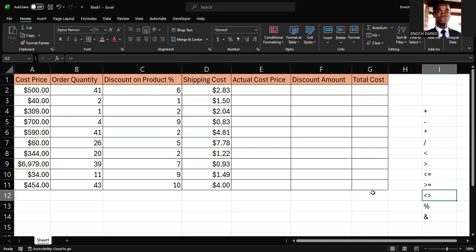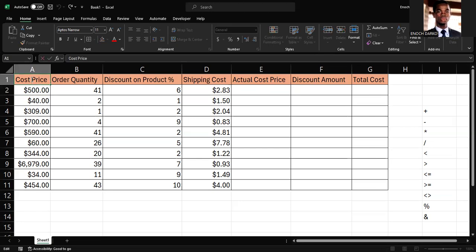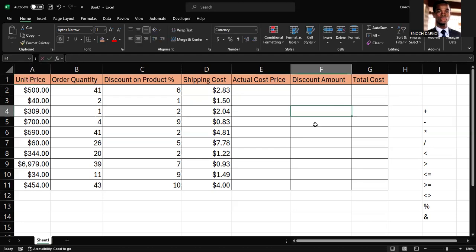Similar to what you would do when you are working with a sheet, here we are supposed to calculate the actual cost price, because we have the cost price of the item, the unit price. The cost price means the unit price, so let me change it to unit price. So good. That's the unit price of the item.